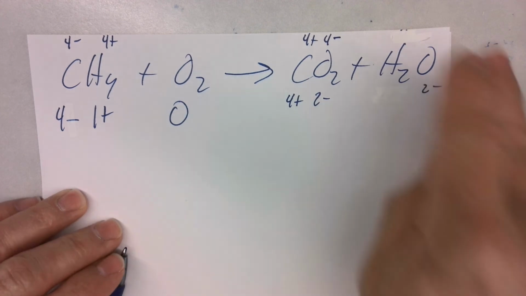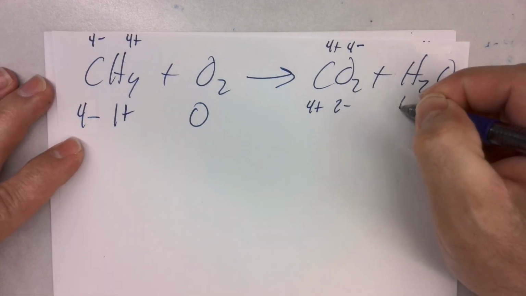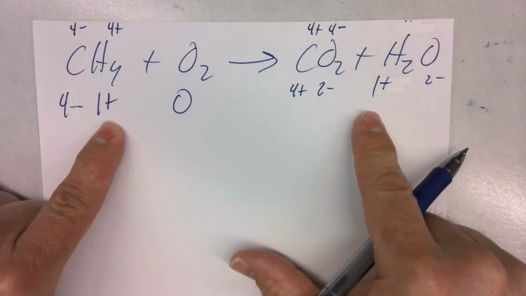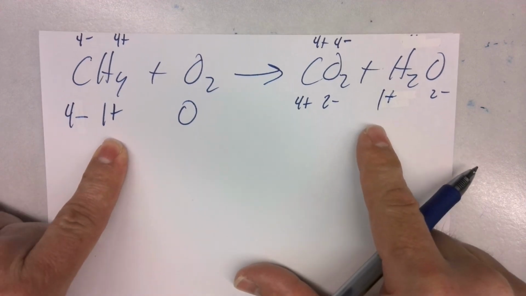No matter what, for what we're doing, H is going to be a 1 positive. That makes it look like it changes. So, H did not change. So what does that tell me about my H?